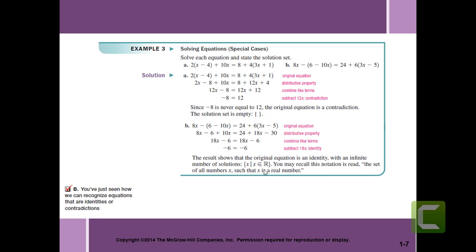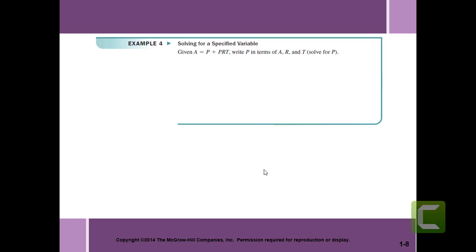Okay, so now let's look at solving for a specified variable. So now I give you a formula like this one, and I say, okay, I want you to solve this formula for a different variable. So it says here, write P in terms of A, R, and T, and then solve for P. So given that A, which is the accumulation amount, so this is for simple interest. This is a simple interest accumulation formula.